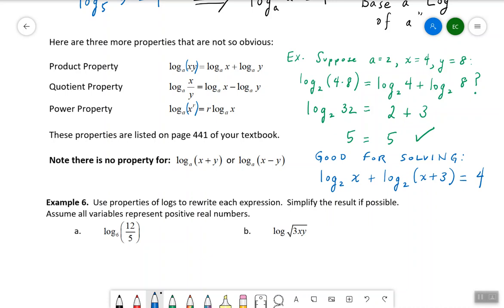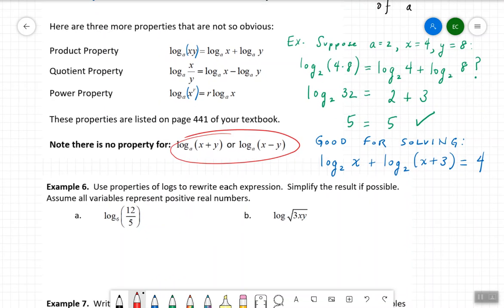Okay, one more thing. There's no property for the log of a sum or the log of a difference. So don't get those mixed up. The property is when you have the difference of 2 logs or the sum of 2 logs, but that's very different from this right here. So be careful. Don't make the common mistake and try to make up a property or apply some property that doesn't exist to an expression like this.